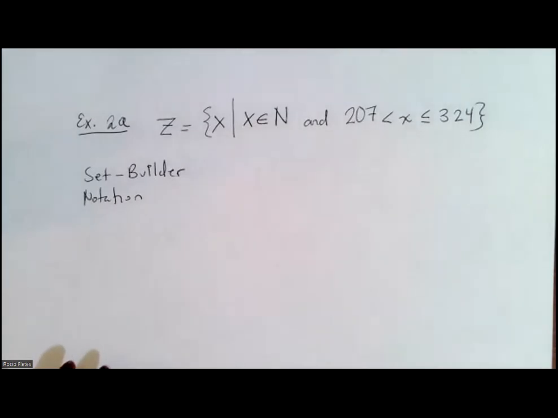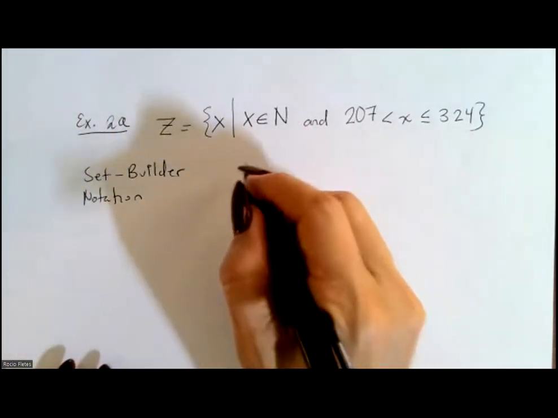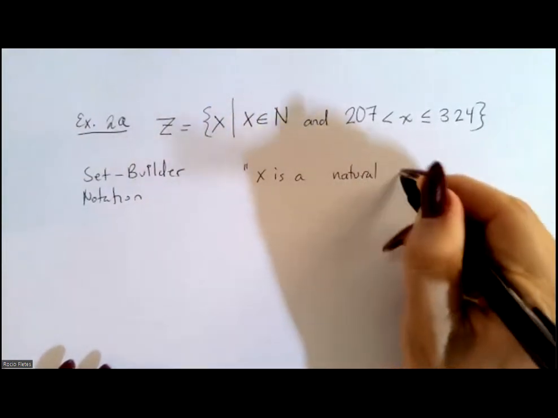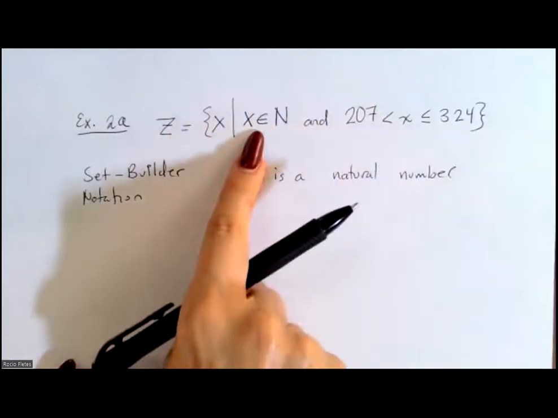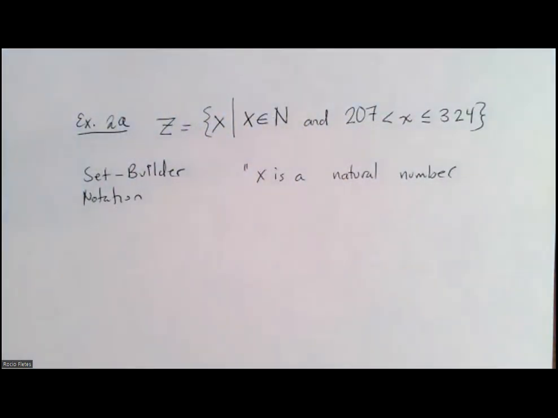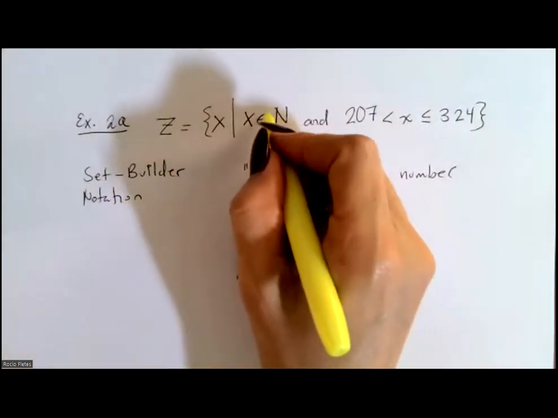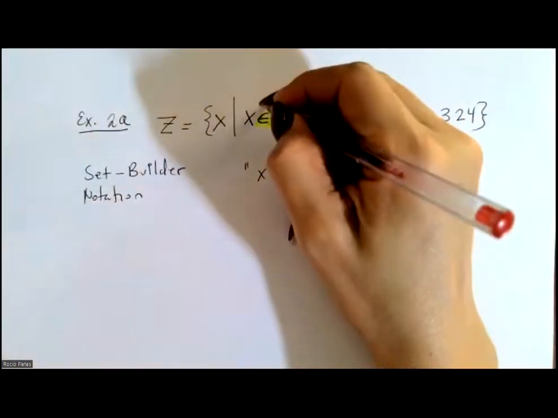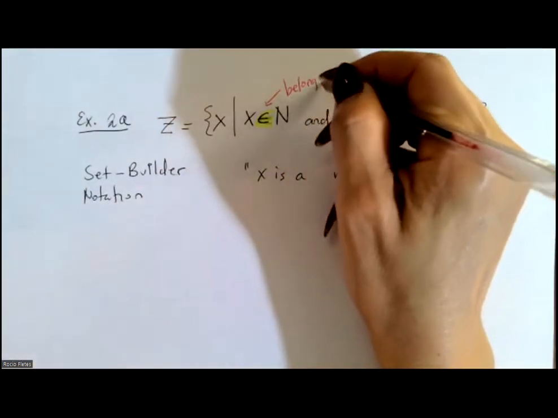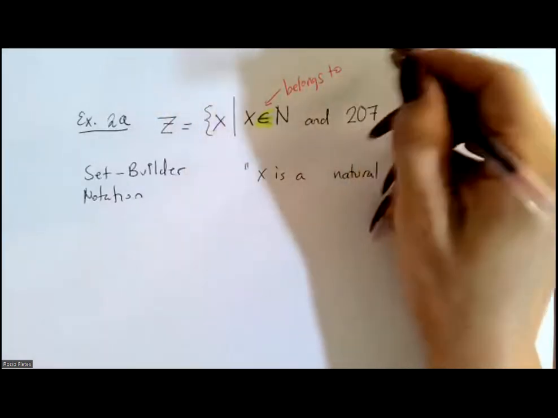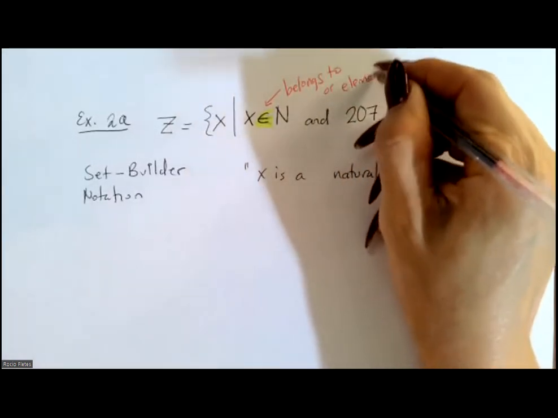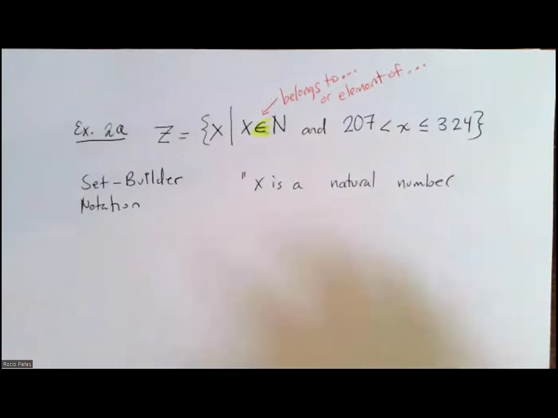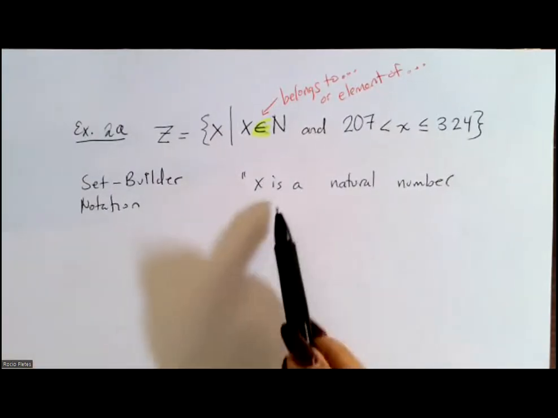Okay, set builder notation. The way you read this is x is a natural number. This symbol here means element of, or belongs to. So x is a natural number, so x belongs to N.